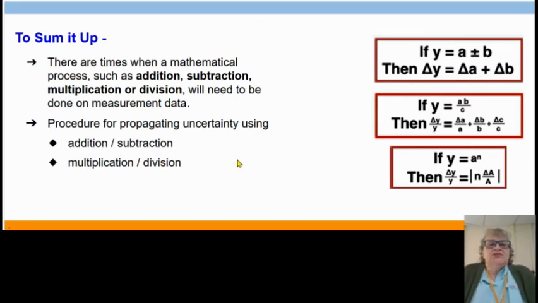So to sum it up, there are times when a mathematical process such as addition, subtraction, multiplication, or division will need to be done on measurement data. We went through the procedures for propagating uncertainty using both addition and subtraction and multiplication and division. So remember, addition and subtraction, you add the absolutes together. Multiplication and division, you add the percents together. And then for something raised to a power, you're just multiplying by that exponent.